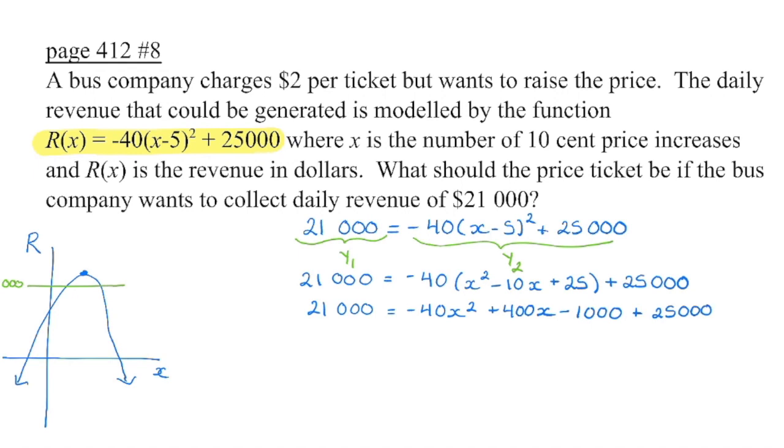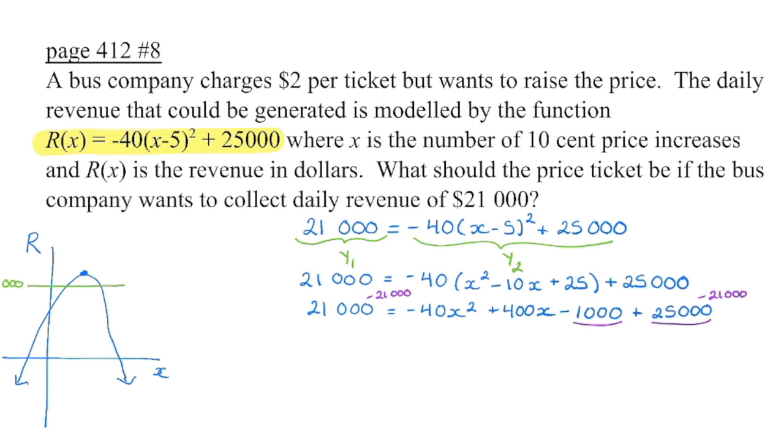Okay, so now I'm going to combine my like terms, and I'm going to actually subtract that 21,000. And we have two constants here, so we could combine them, but I'm just going to subtract that first of all.